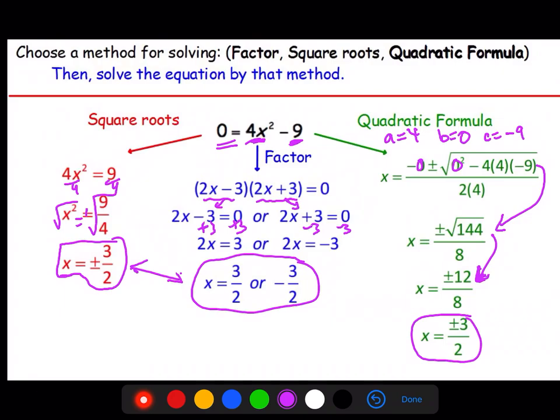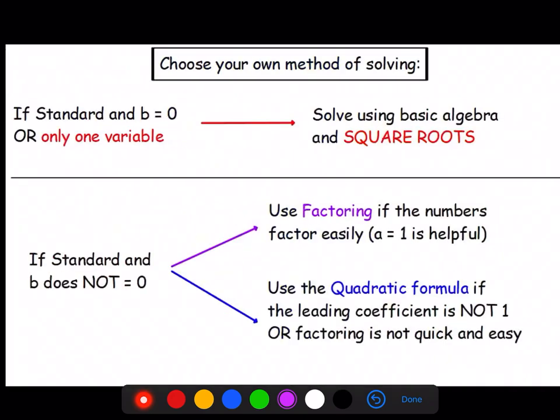But notice the quadratic formula takes a little bit more writing, a little bit more simplifying. We've got to be comfortable with our square roots and our fractions. Factoring is great when it works. The difference of squares is a great time to factor. However, factoring sometimes is more difficult than it's worth. And square roots is great, but again, we can't have a middle term. We can only have a single variable. So that's where that one comes into play. So a couple of good ideas when we're choosing a method to solve.